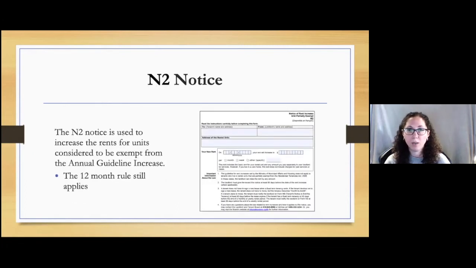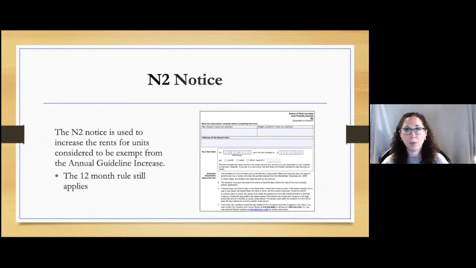The N2 notice on the right is used for rental units that are exempted from the annual guideline increase amount. This means that the landlord can set their own amount for the unit. However, a proper 90-day notice must still be provided to the tenant using this Landlord and Tenant Board form. Section 6.1 of the Residential Tenancies Act 2006 explains the exemptions related to rent. The N2 notice would be used in these situations.